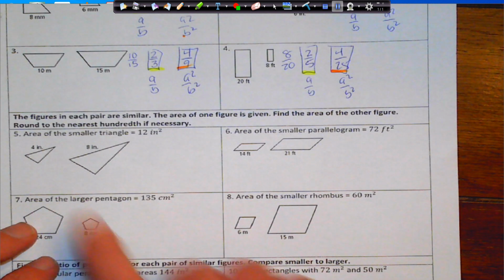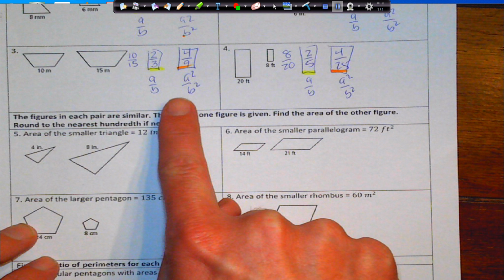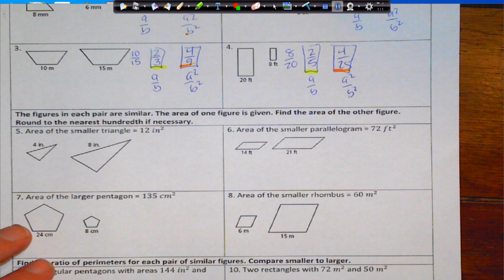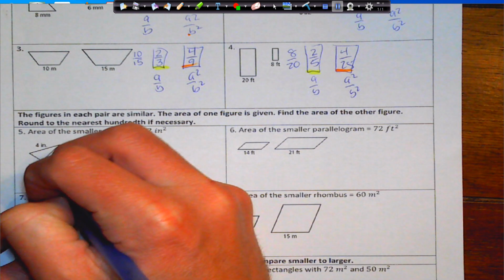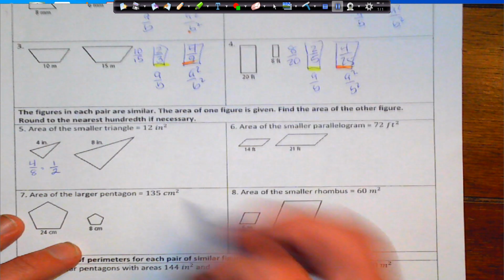So here's where we can get the A to B, but we want the A to B ratio so we can set it up. So we're going to go, again, I'm going to go smallest to largest. We get 4 to 8, which becomes 1/2. So that's my A to B.